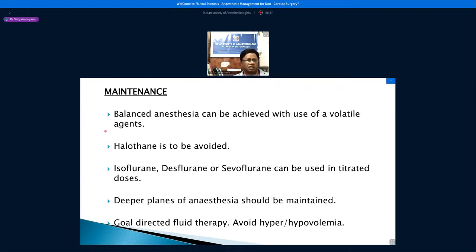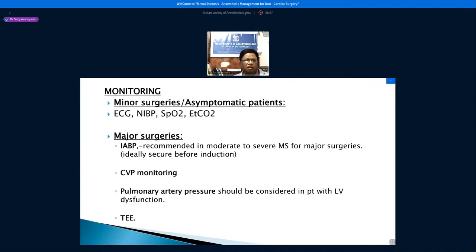Then overall, balanced anesthesia is the choice, with a volatile anesthetic agent as its base. Absolutely avoid halothane, but isoflurane, desflurane, and sevoflurane can be used in titrated doses. Ensure a deep depth of anesthesia always. Goal-directed fluid therapy is to be ensured. So avoid hypervolemia and hypovolemia.